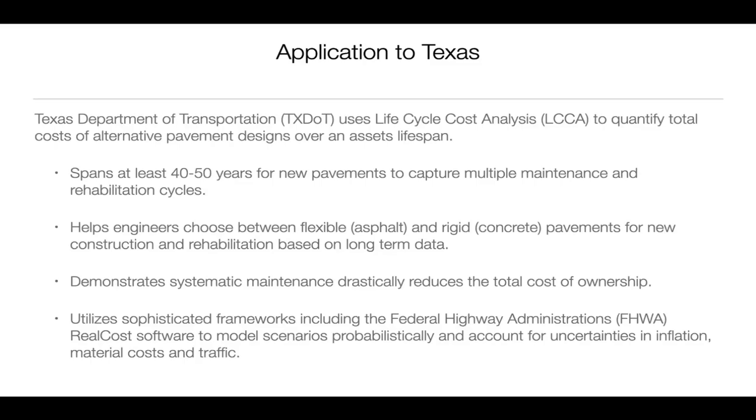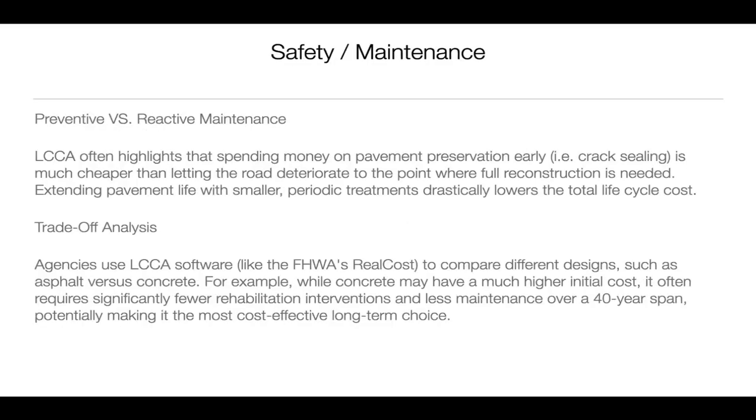And then it also uses sophisticated frameworks, including the Federal Highway Administration RealCost software, to model different scenarios probabilistically and account for uncertainties in inflation, material costs, and traffic. Preventative versus reactive maintenance. The life cycle cost analysis highlights that spending money on pavement preservation early is much cheaper than letting the road deteriorate, where a full reconstruction is needed, and it extends the pavement life and lowers the life cycle cost.